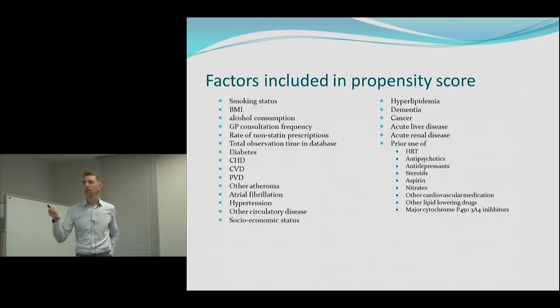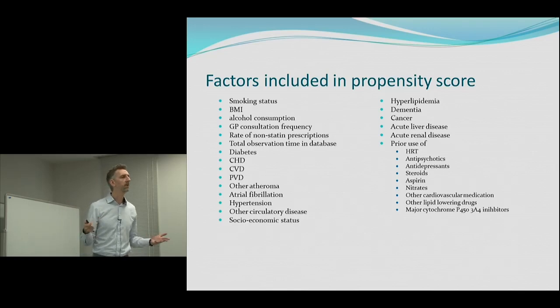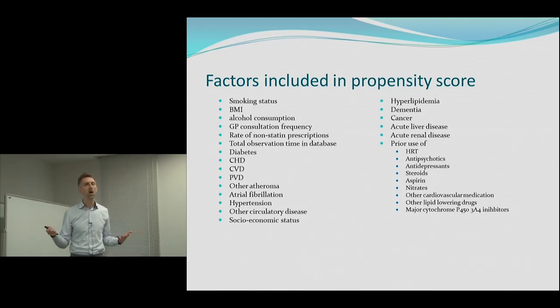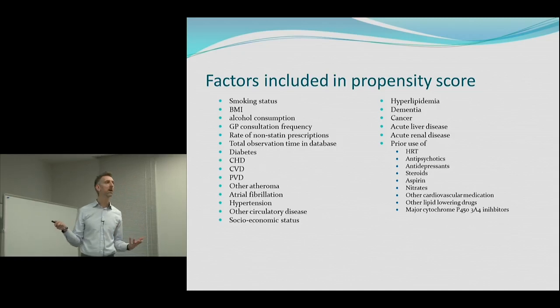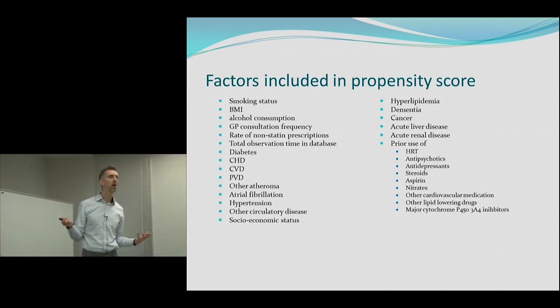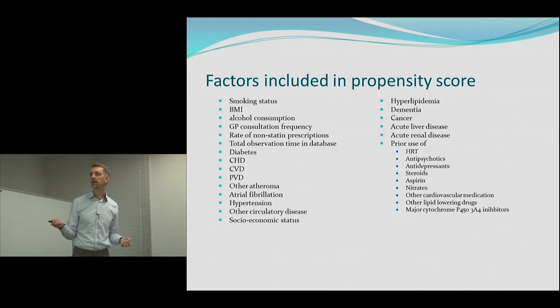Of course, we think that there are probably lots of factors that influence that prescribing decision. In fact, in our final model, we had about 30 different variables that we thought could influence this decision. So we've got things like whether or not people smoke, whether they've got diabetes, atrial fibrillation, whether they're using a whole range of other medications. There's just a whole load of different things that we thought could influence that decision.